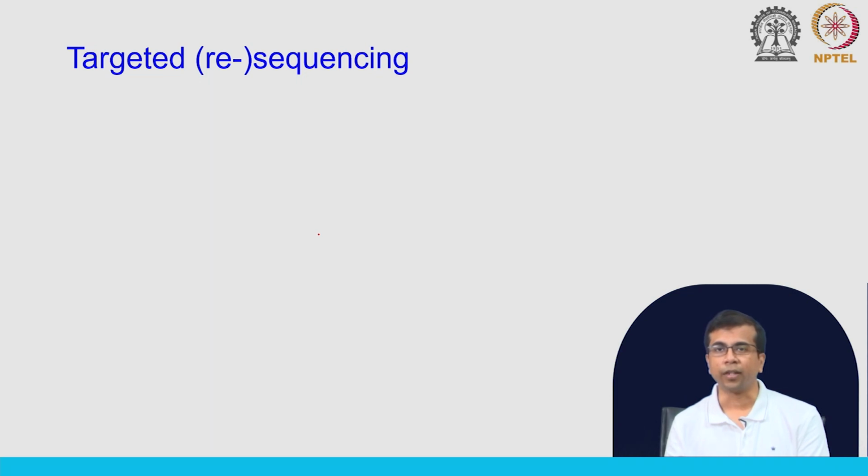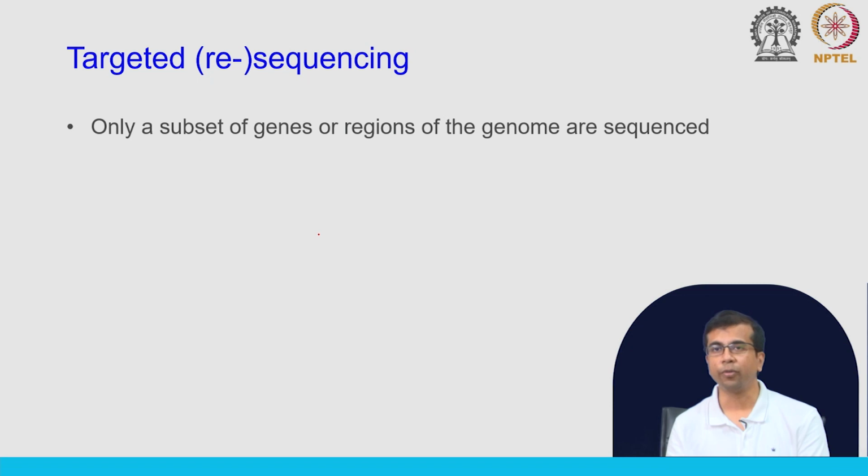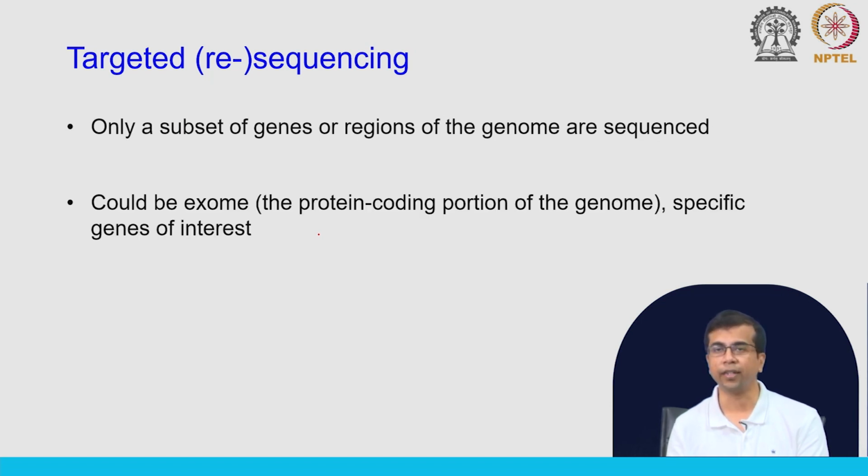Now, we will introduce a couple of terms that we often use when you are analyzing these variants. So, one is called targeted resequencing. So, what we do in targeted resequencing is instead of sequencing the full genome, we only target a subset of genes or regions of the genome that we sequence. Okay. So, why would you do that? So, this is important. Sometimes these regions are actually of interest to us. Now, these targeted regions could be exomes, right, mostly the protein coding portion of the genome, or it could be some specific gene of interest, right.